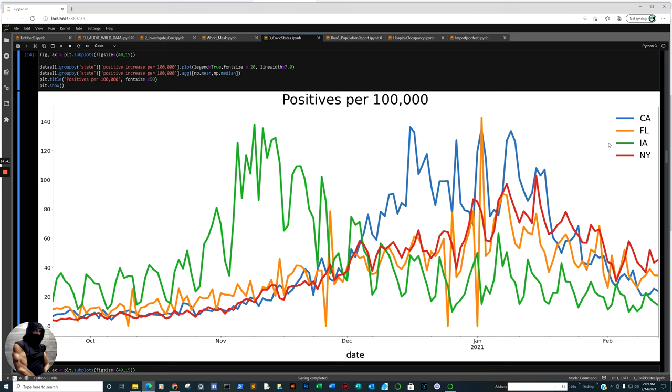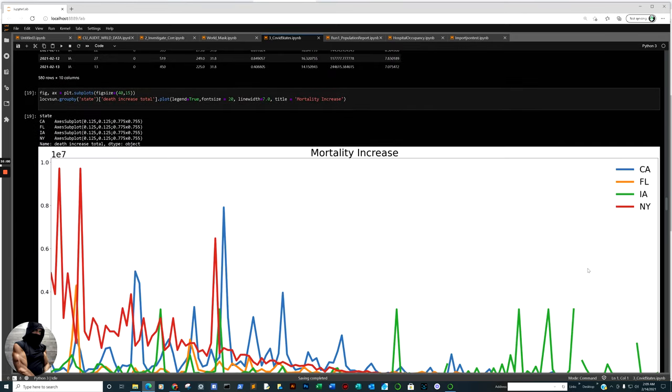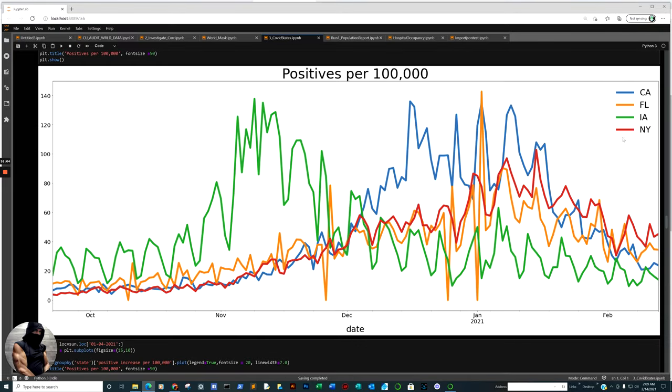But think of it basically as, you're working as a data scientist on your own, and you're trying to determine which pandemic mitigation strategy works best, if anything makes a difference at all. You have to be the judge of that. All right, here we are. California, Florida, Iowa, New York. Again, this is logarithmic. Mortality increases. Positives per 100,000. You tell me.